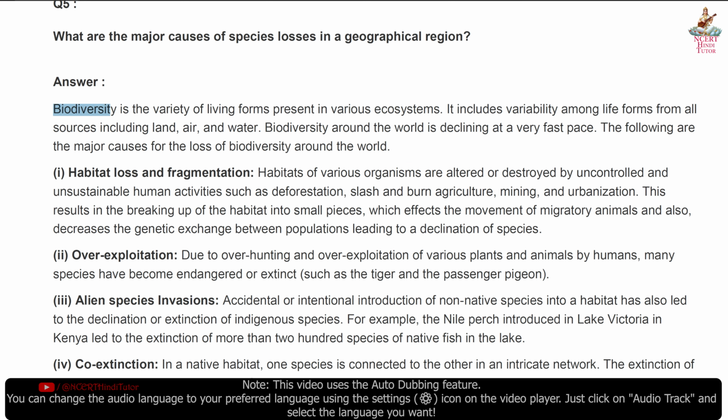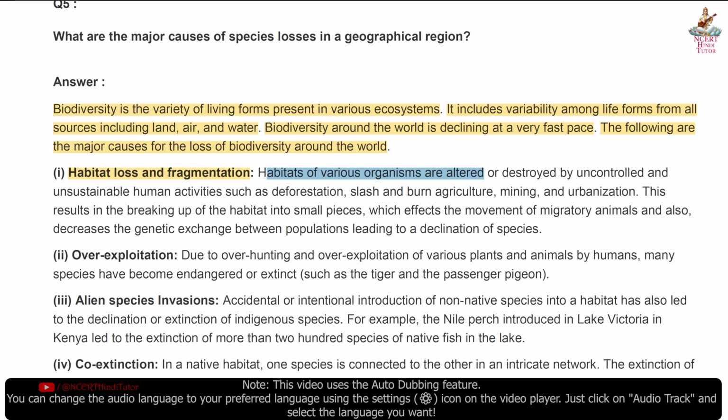Answer. Biodiversity is the variety of living forms present in various ecosystems. It includes variability among life forms from all sources including land, air and water. Biodiversity around the world is declining at a very fast pace. The following are the major causes for the loss of biodiversity around the world. First, habitat loss and fragmentation.